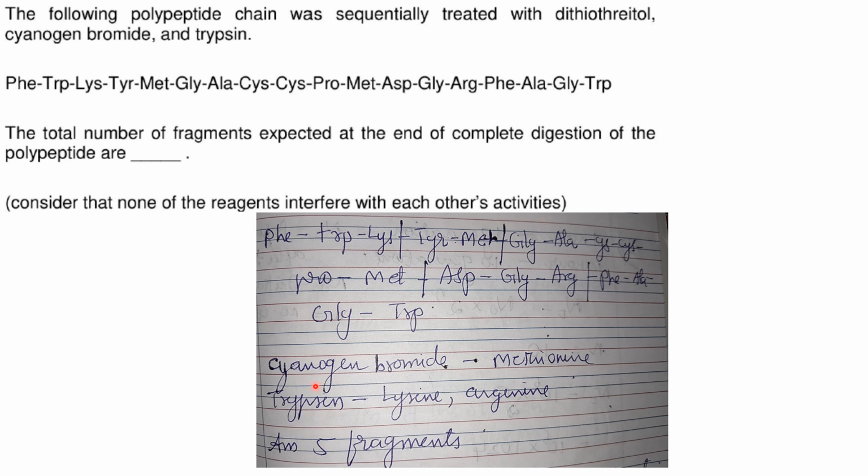Okay. Now cyanogen bromide, it cleaves the carboxyl side of methionine. So here you have got a methionine, a cut over there. Here is another methionine, a cut over there. Trypsin will cleave carboxyl side of lysine and arginine. So lysine cut here, then arginine cut here. So how many fragments you have? 1, 2, 3, 4 and 5. So 5 fragments will be obtained.